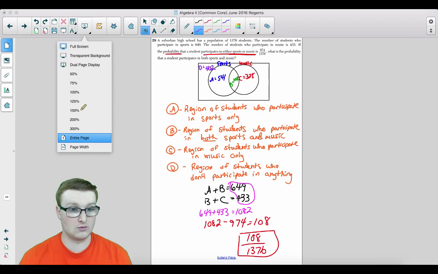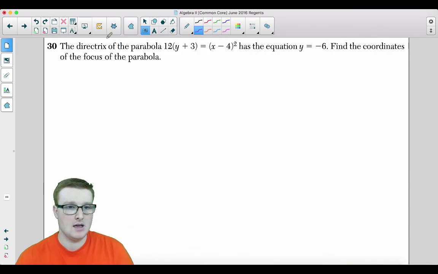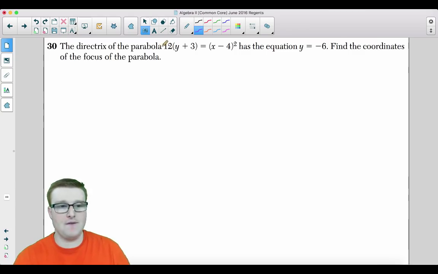Honestly, ridiculous part 2 question for probability. Okay, moving on to these. These are my favorite.